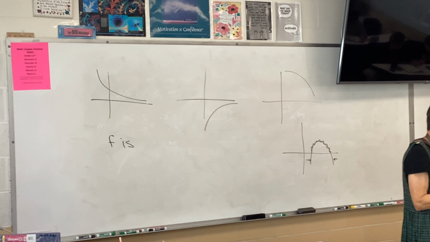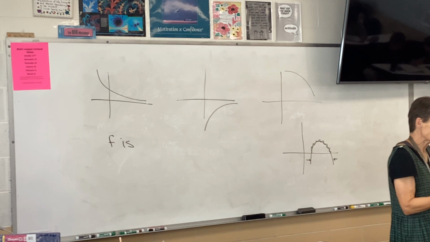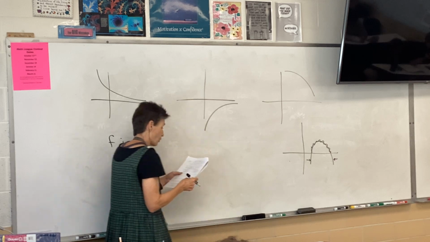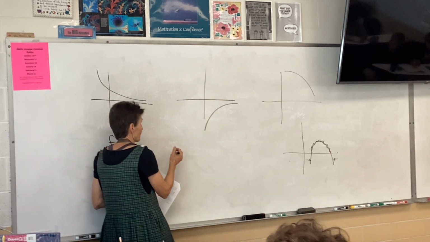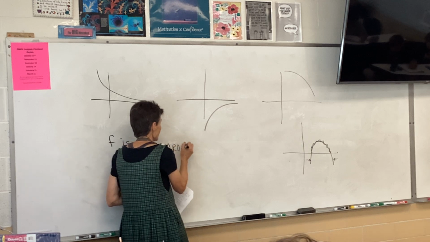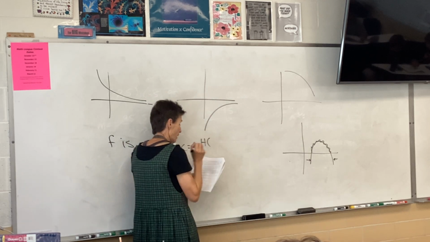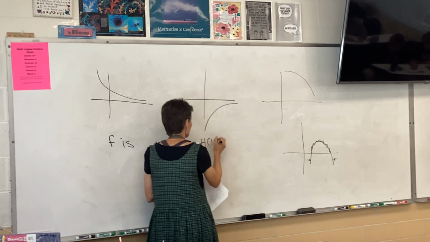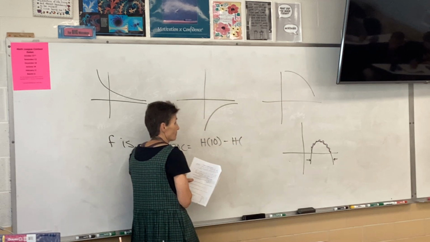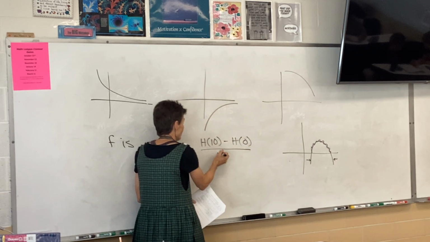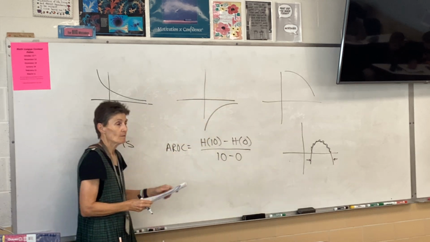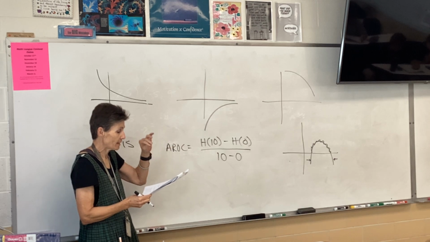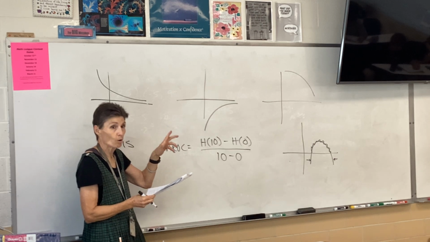Number 1, how fast is the tea cooling over the 10-minute interval? Show work and include units. What work do we have to show? The average rate of change is going to be H of 10 minus H of 0 divided by 10 minus 0. That is where your work begins. Does everybody understand why we're going 0 to 10? It says over the 10-minute interval.